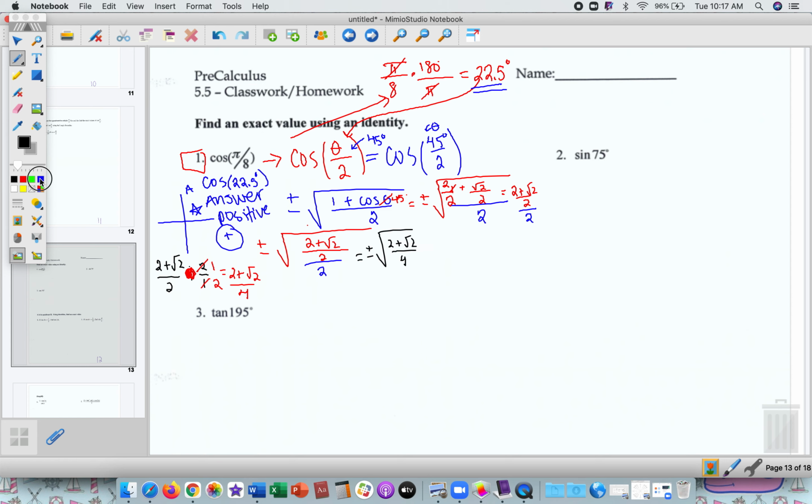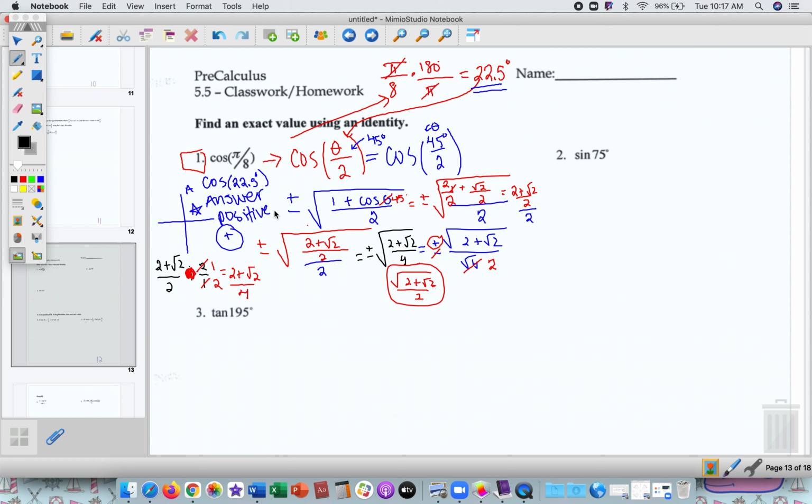Now we're going to break apart into two pieces. So we have plus or minus, in the numerator, the square root of 2 plus square root 2, all over the square root of 4. And we can replace the square root of 4 with 2. And then we said in the beginning our answer should be positive, because cosine of that original value in parentheses, cosine of 22.5, is positive. So we would say our final answer is positive square root of 2 plus root 2 all over 2. That's our answer. Let's try the next one.